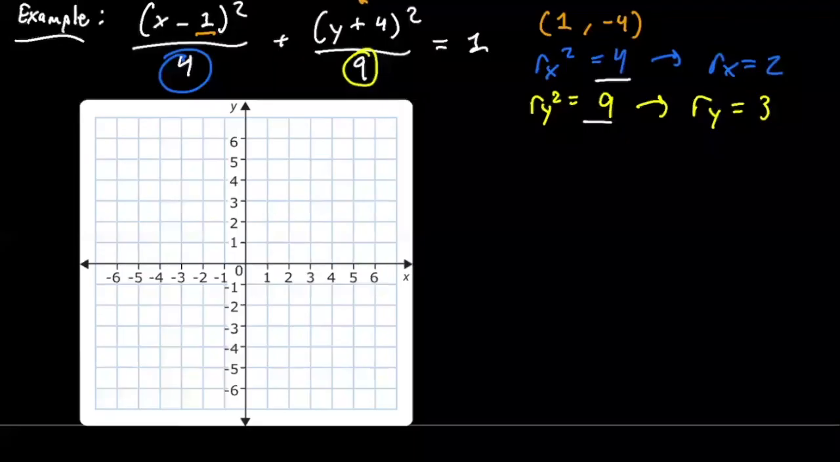I'm going to pull up a graph and then we'll plot these features and finally end with finding each focus for our ellipse. So here we have a coordinate plane. We know our center is at 1, negative 4, so our center is going to be down here. Technically our center isn't a part of our graph, but I'm marking it just to make it easier to sketch our graph.